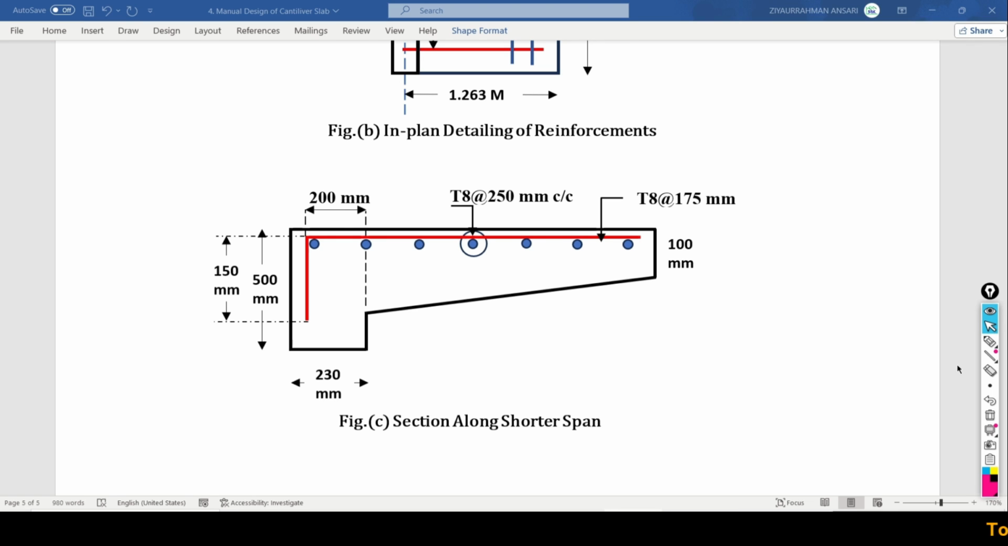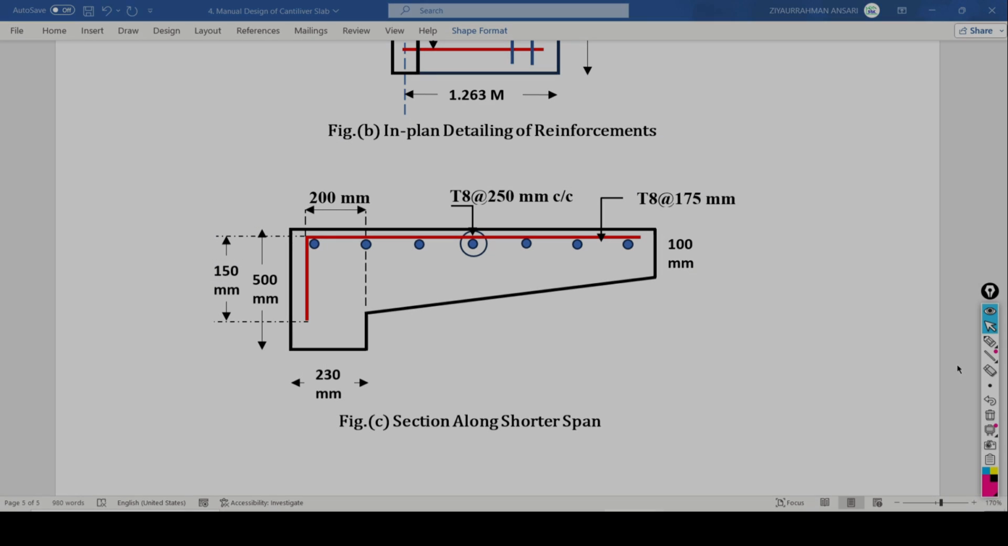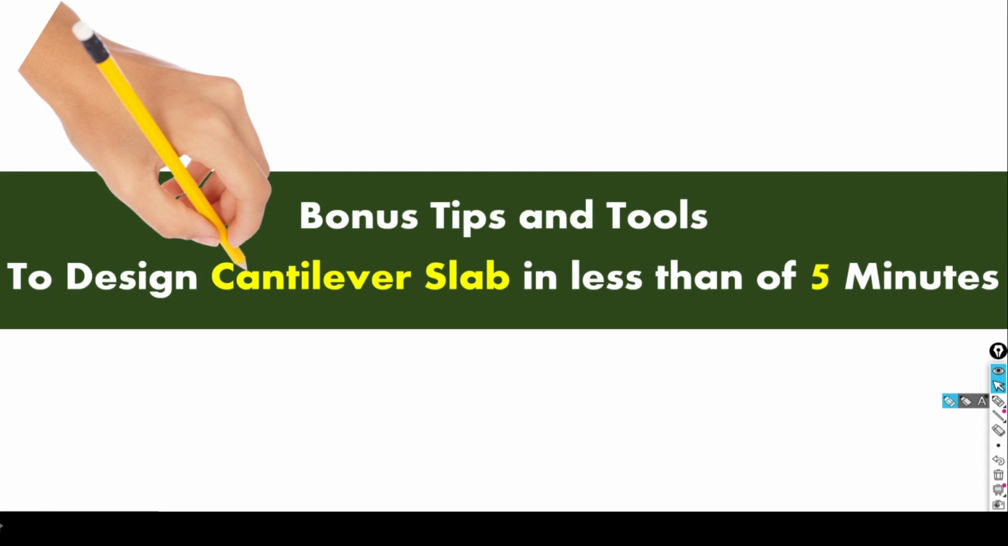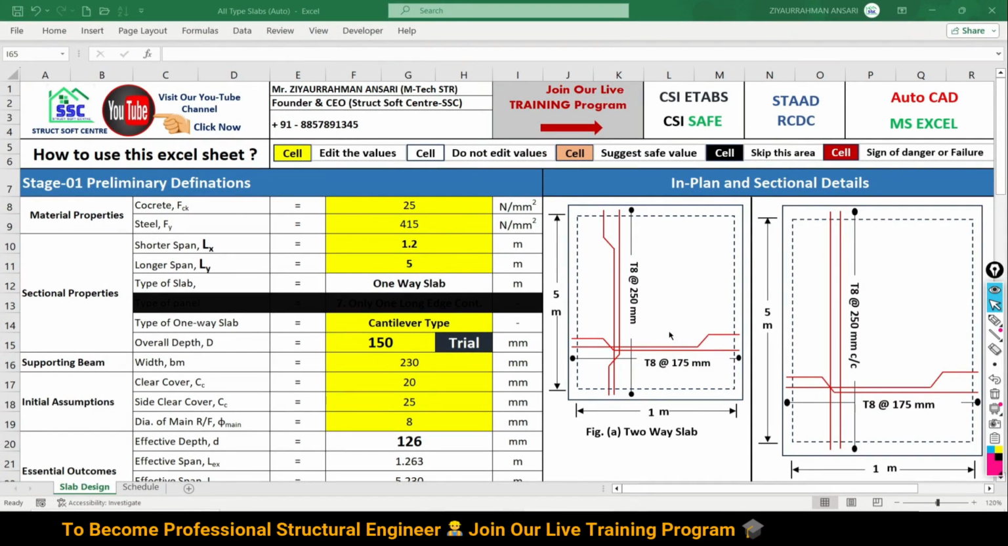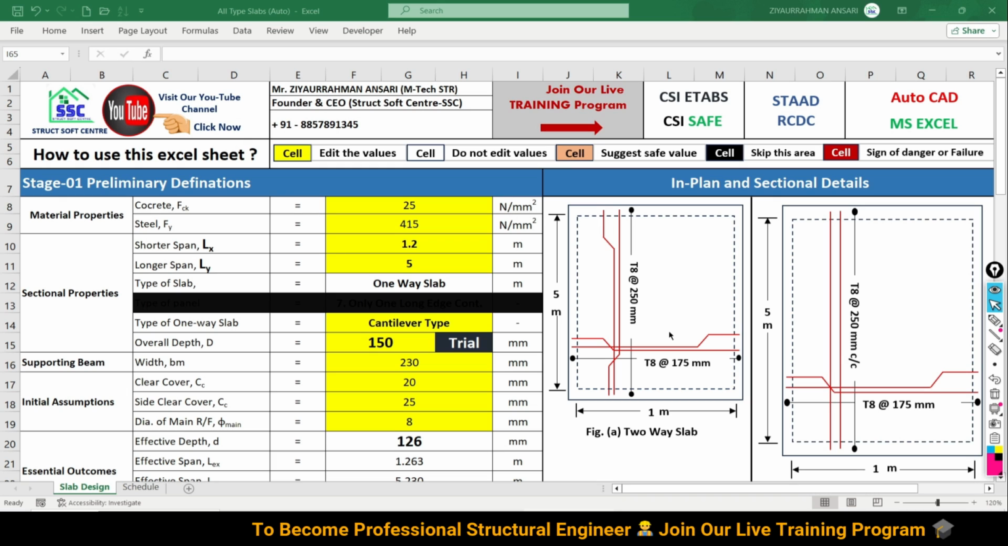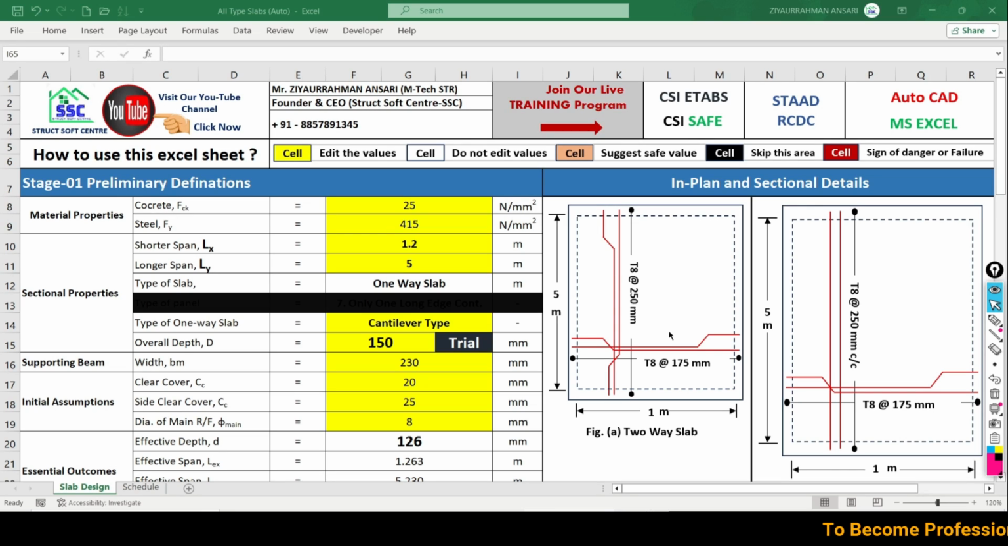Hope you all understood the complete design calculation. Now it's time to discuss some bonus tips and tools to design the same type of cantilever slab in less than 5 minutes. Now this spreadsheet we are going to use for designing that cantilever slab, and this is a very advanced level Excel sheet which is capable of designing all types of slab: one way, two way, cantilever, all the different types of slab you can design by using this Excel sheet.